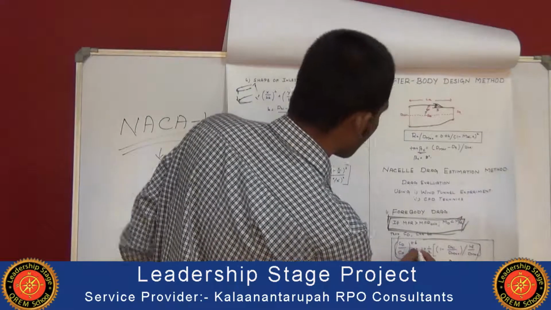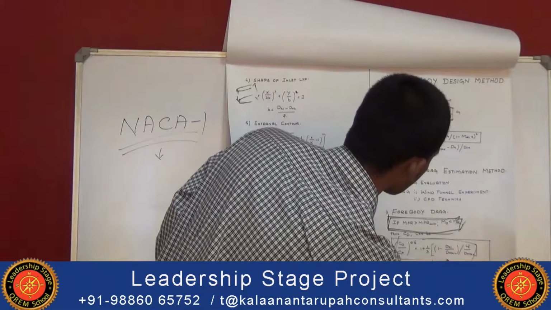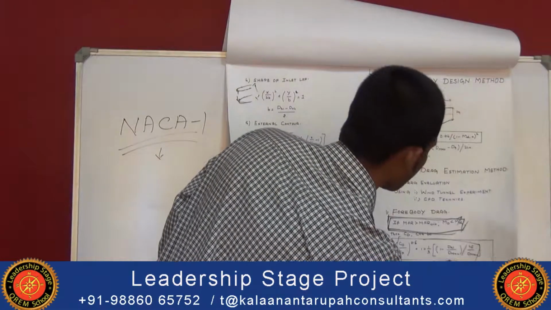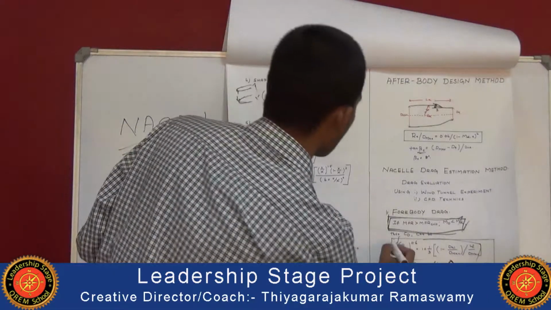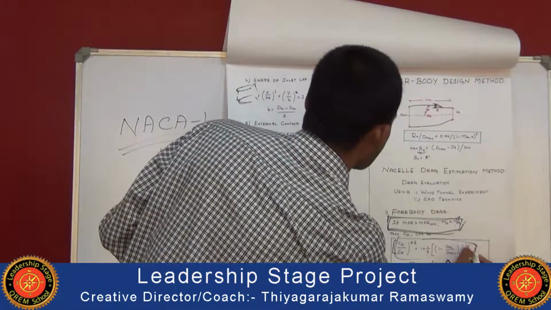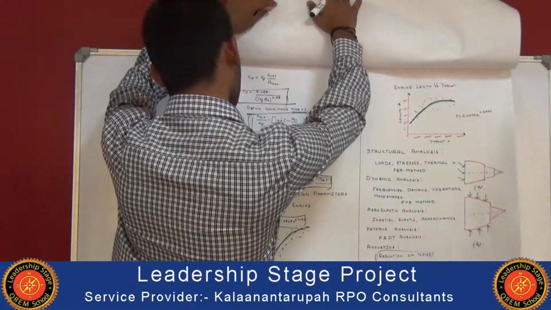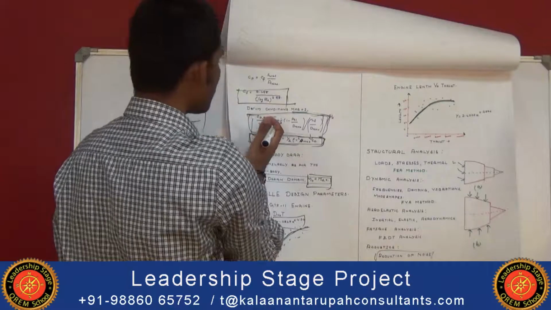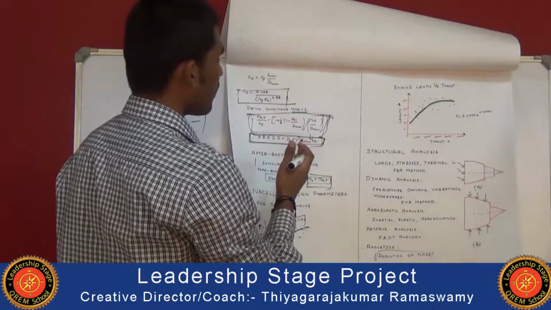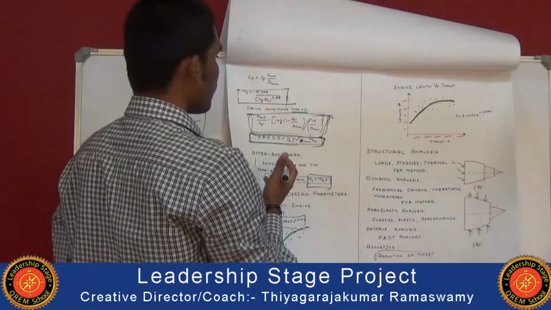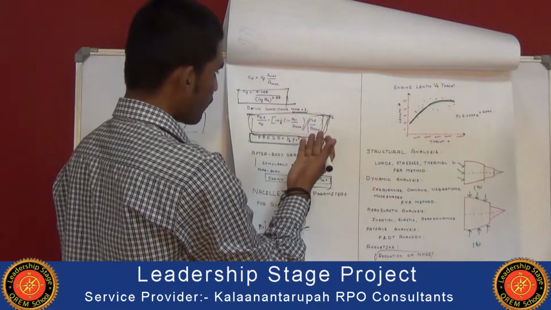So the coefficient of drag formula, within this section goes to 0. So we are going to get only this formula. Therefore CD0 divided by CF equals 1 plus 1 by 3 into 1 minus DHL divided by Dmax into LF divided by Dmax. This is the exact formula for the datum condition of the forebody design method.